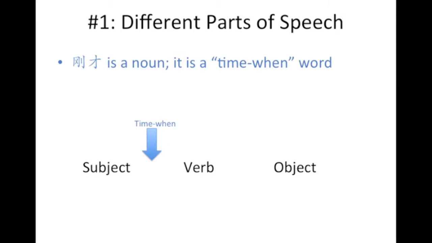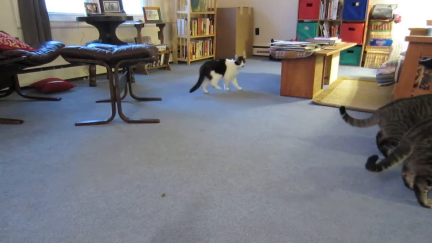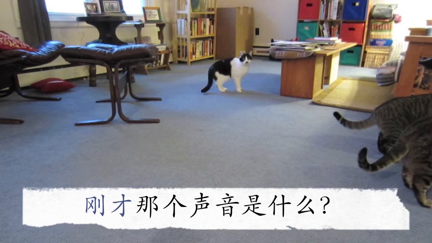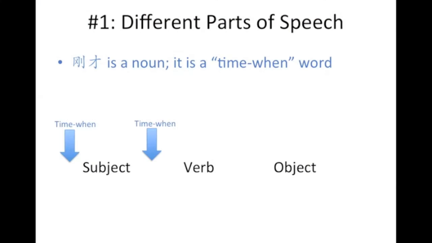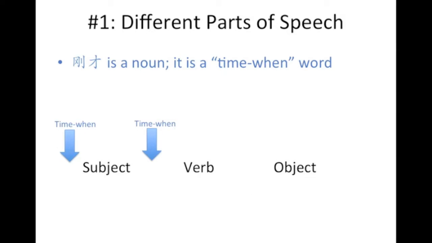Time words can also go right here, at the very beginning of the sentence. 刚才那个声音是什么? So 刚才 can either go in one of these two places. You can say 刚才你说什么了? Or 你刚才说什么了? Both are okay. 刚, on the other hand, is an adverb.